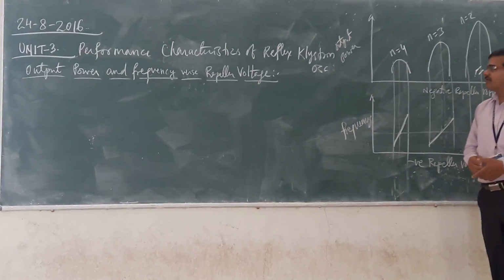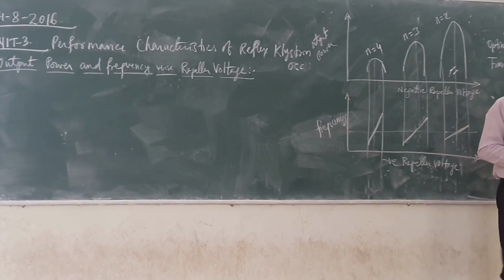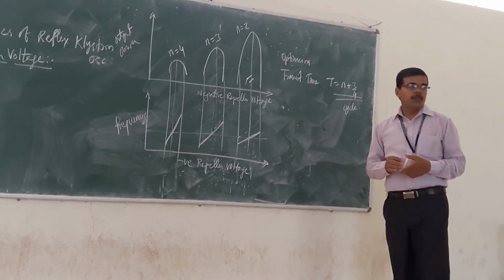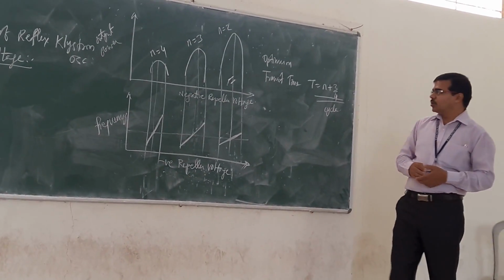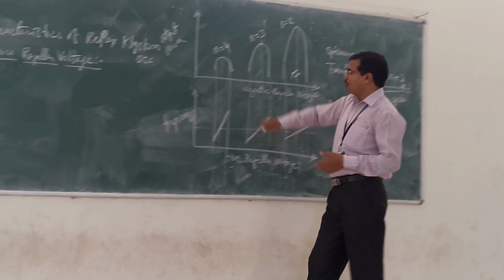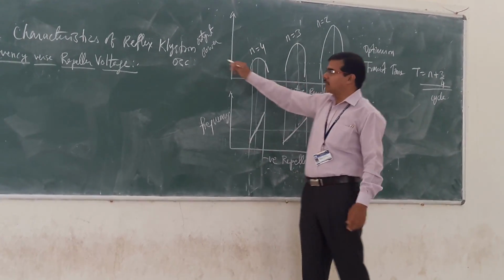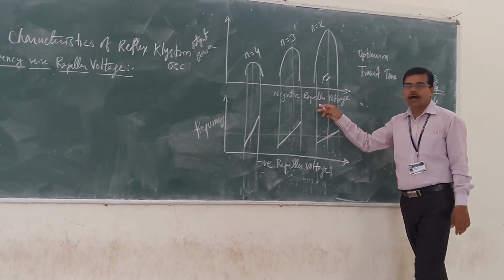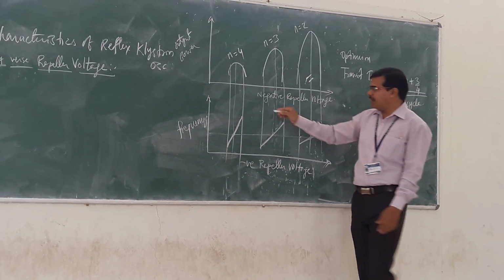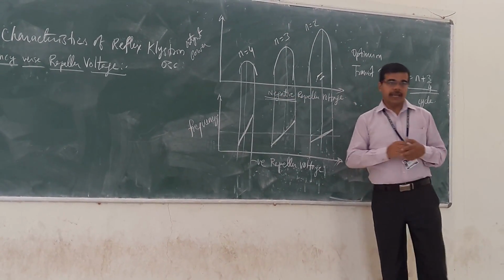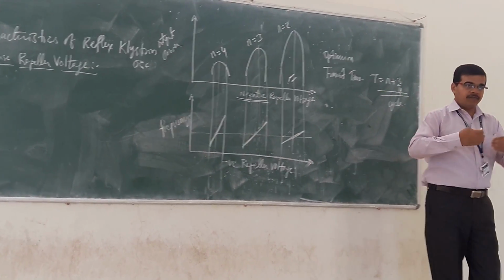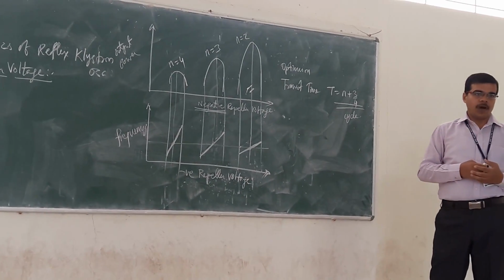The topic is the performance characteristics of the reflex klystron oscillator. So here we will see the characteristics. In the characteristics, we have a graph between the output power and the repeller voltage. The repeller voltage will be negative, so it is the negative repeller voltage and output power.